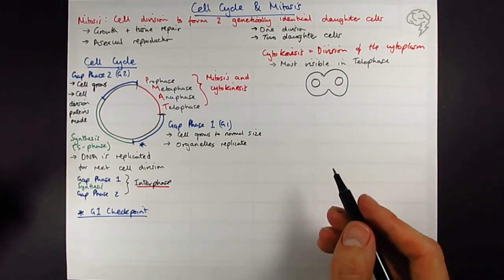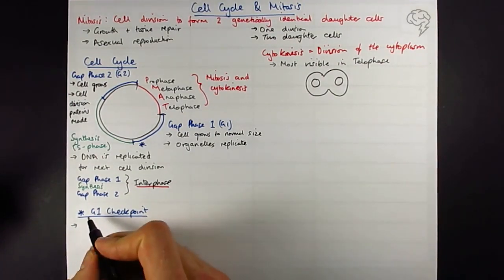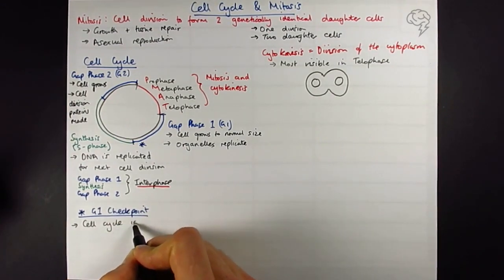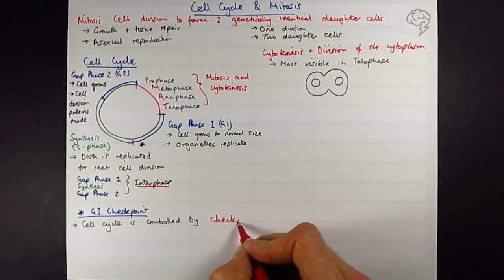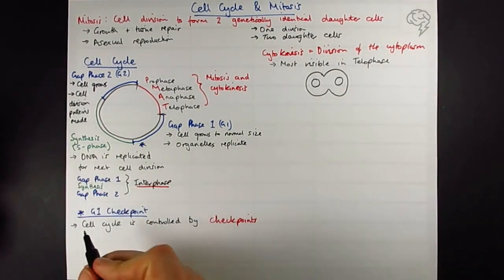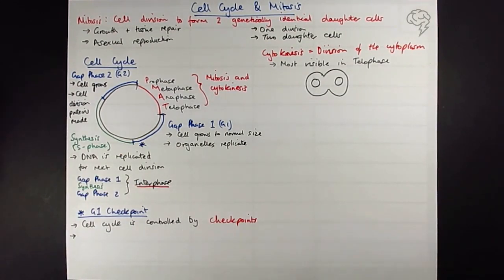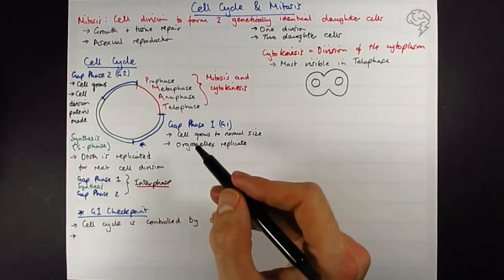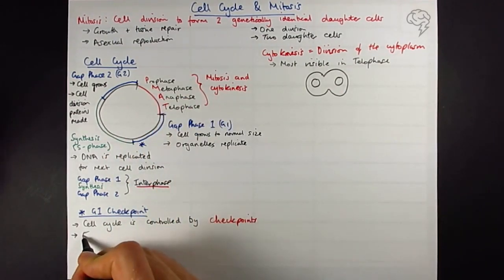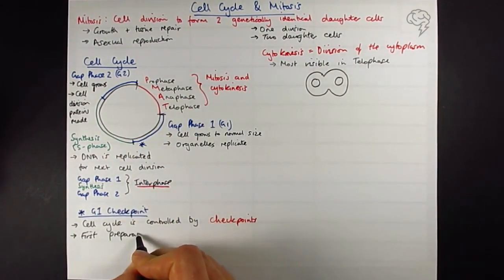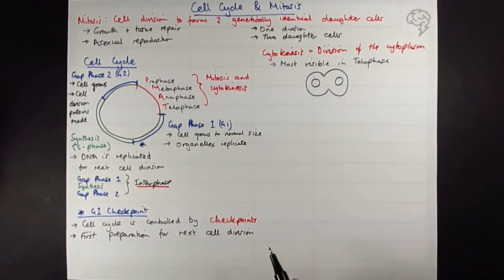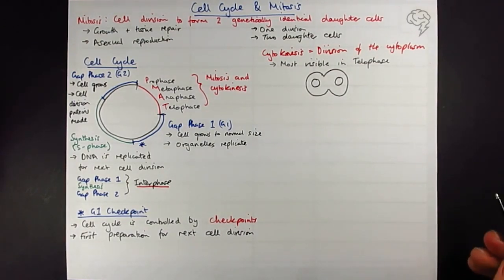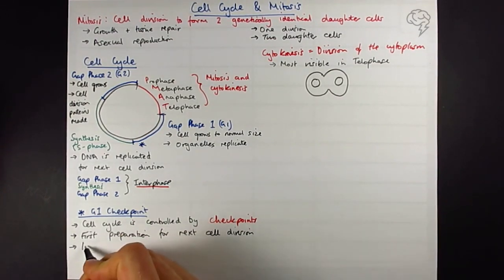So we can say cell cycle is controlled by checkpoints. It's a general point, first of all. Checkpoints is a key term. For the G1 checkpoint, we can say it's the first preparation for the next cell division. So already it's thinking about the next cell division. So basically it's a little check. Did I copy properly? And am I looking okay? And if everything is okay, then it continues on to S phase.